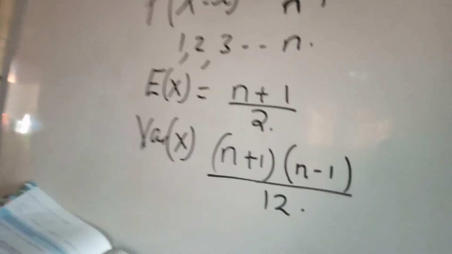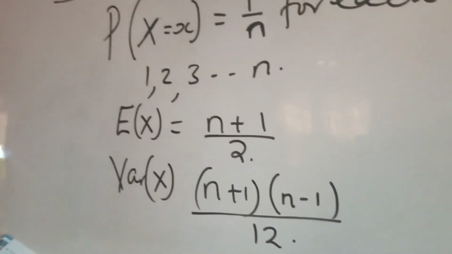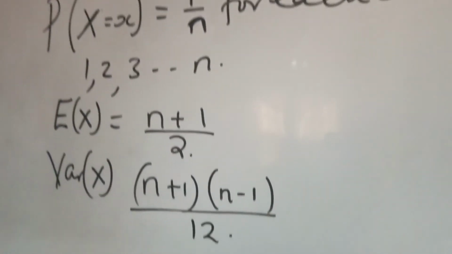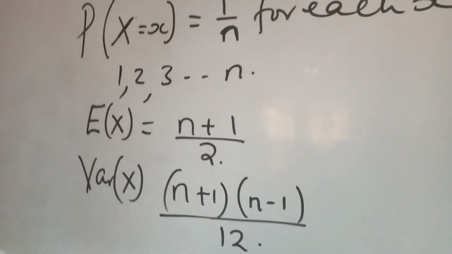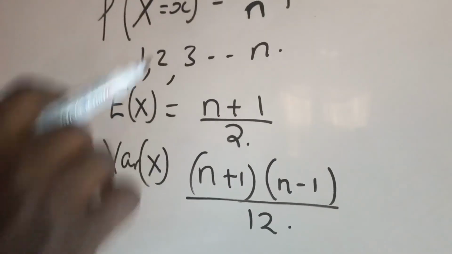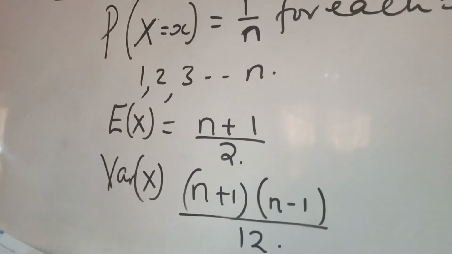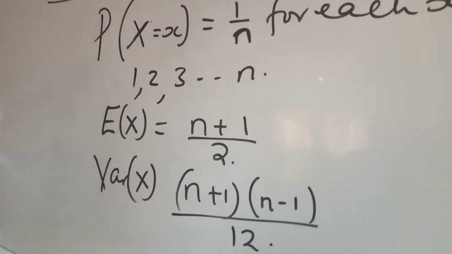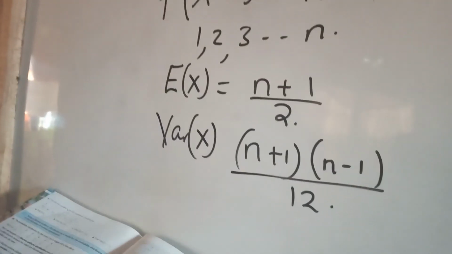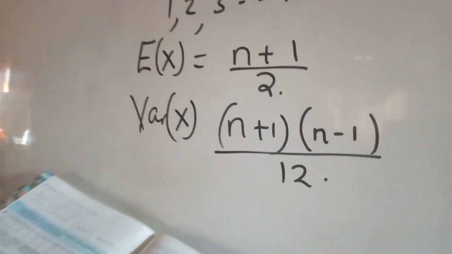These are just formulae. You should understand them very closely. Remember to use this formula, the values for x must be 1, 2, 3, 4, all the way to n. They must be discrete and following each other. All right.